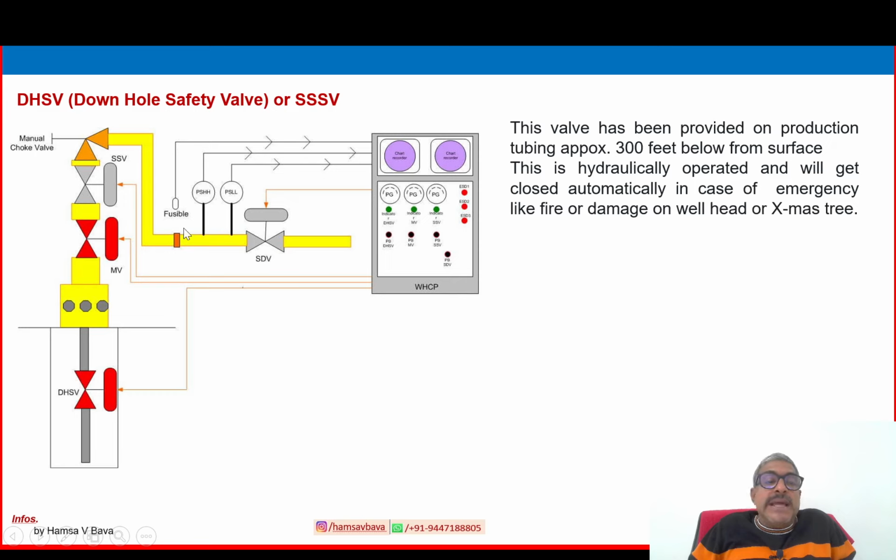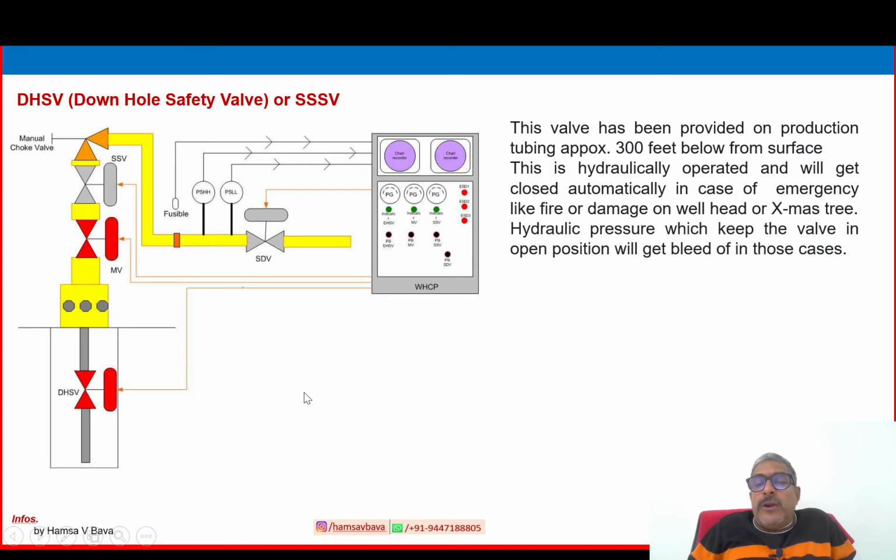Near panel is there controlling the triple SV, subsurface safety valve. Hydraulic pressure keeps the valve in open position. So hydraulic pressure is used to keep the valve in open position, and if no hydraulic pressure is available, it will go to fail safe close position.